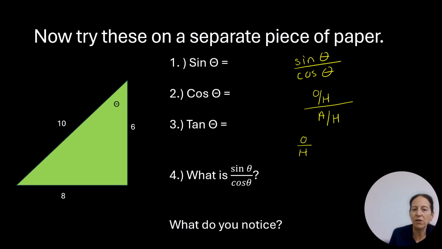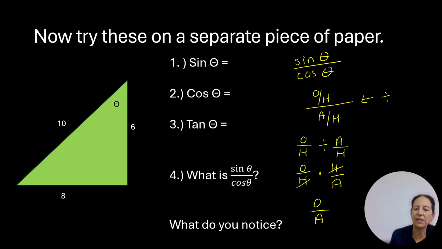We have opposite over hypotenuse, and I'm going to write divided by adjacent over hypotenuse. I just took that fraction bar right there and replaced it with a division sign. But to divide is to multiply by the reciprocal. So we have A over H, so I'm going to change division to multiplication and then take the reciprocal of that. And then if I multiply, the H's cancel out, leaving me with O over A.